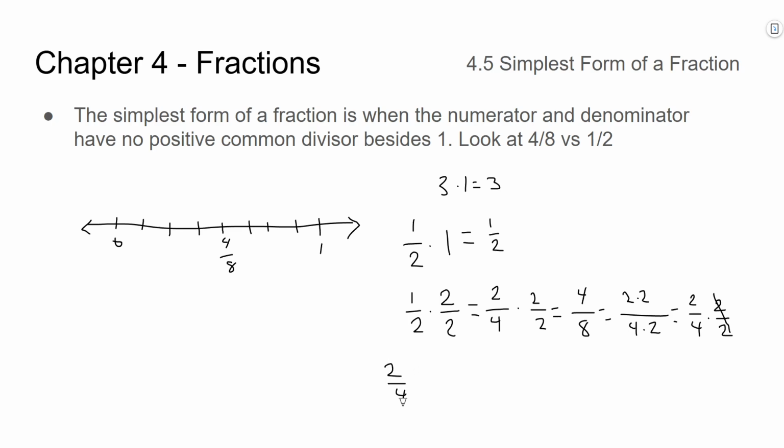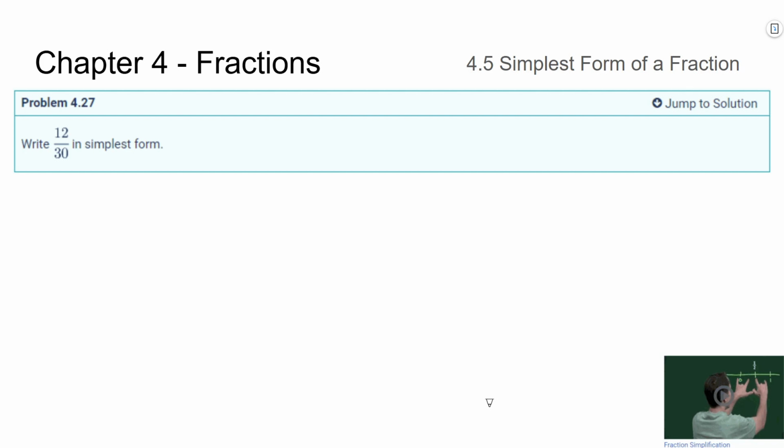So 2/4, we can break down to 1 times 2 and 2 times 2. And the 2's cancel out, and we're left with 1/2. So that's how we're going to go about simplifying these fractions, doing things like that. So let's get started with problem 4.27. Let's write 12/30 in simplest form.